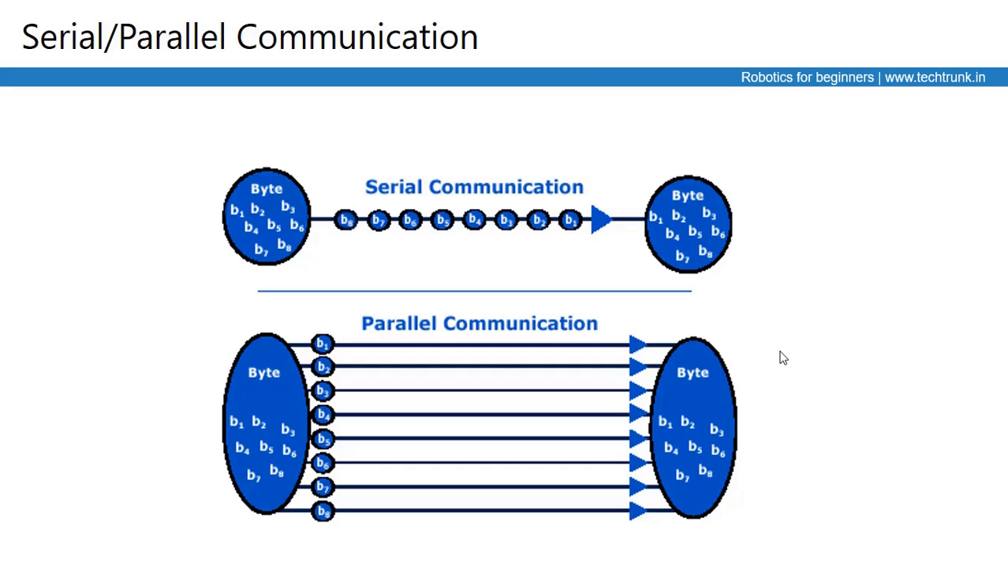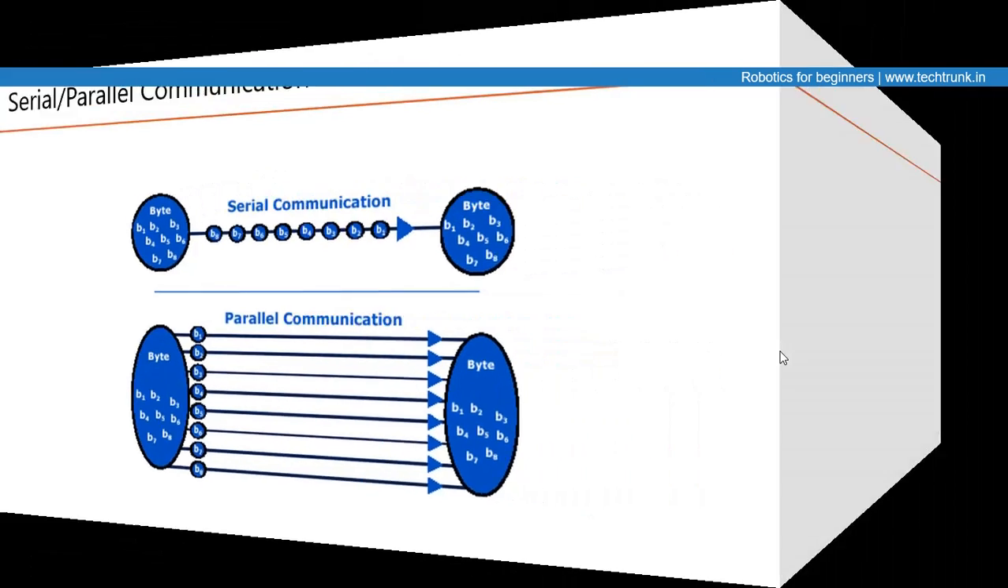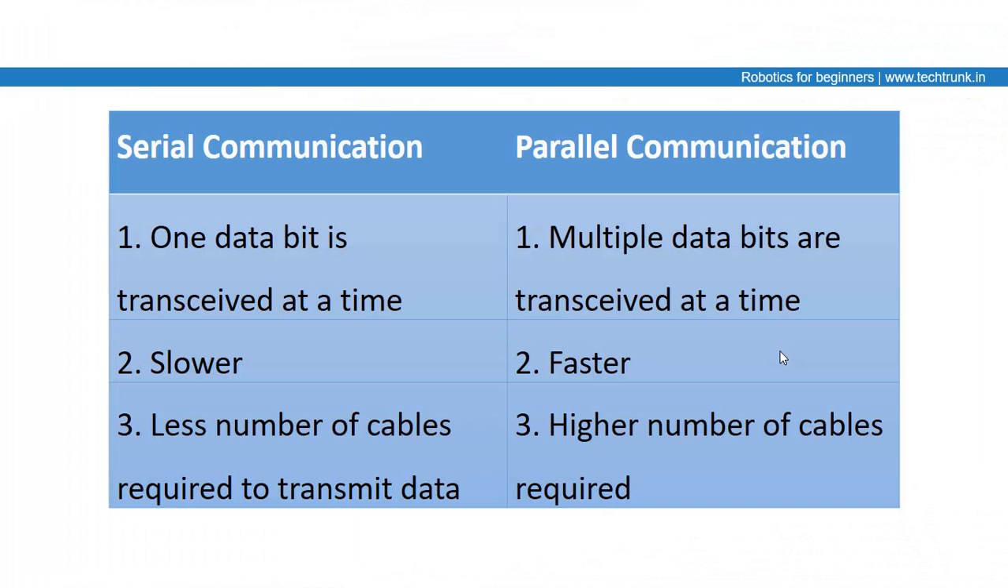Generally, we prefer serial communication because it requires fewer wires and is economical in terms of long range communication. Talking about the basic differences between serial and parallel communication: in serial communication, only one data bit is transceived at a time because there is only one channel between transmitter and receiver. Whereas in parallel communication, multiple data bits are transceived at a time.